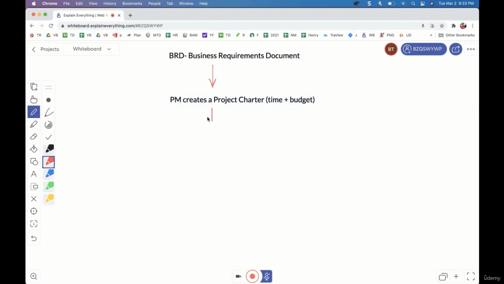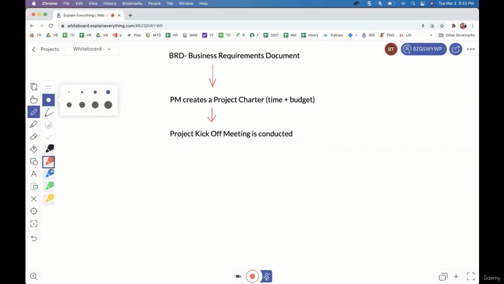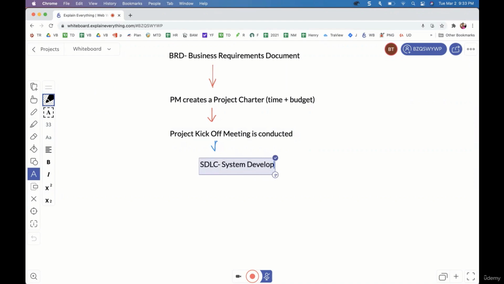Once the project charter has been created, a project kick-off meeting is conducted. And when we conduct this meeting, this is what initiates SDLC, which is System Development Life Cycle.